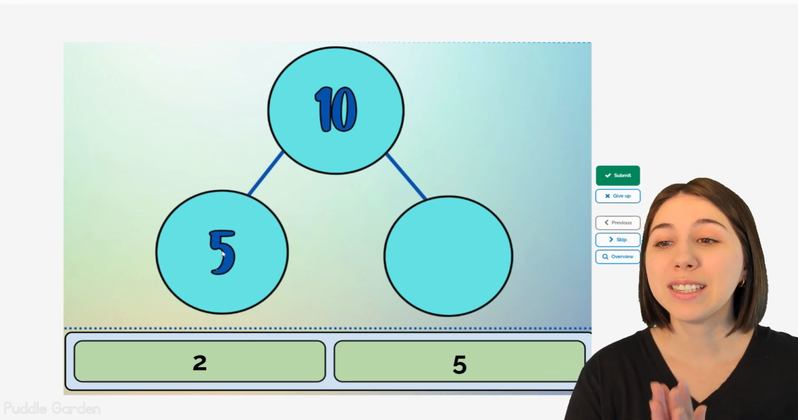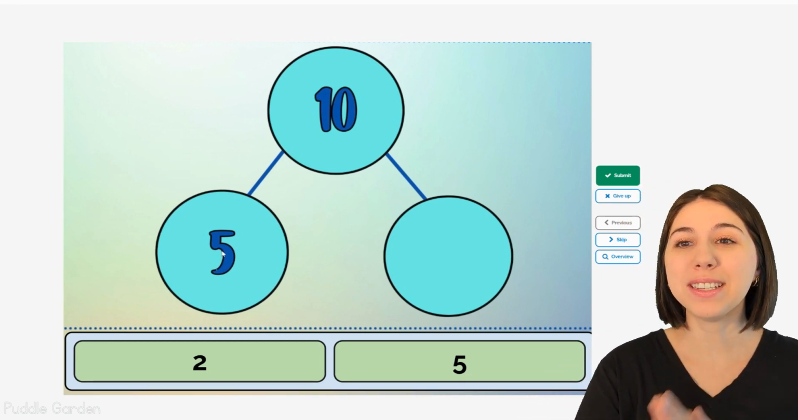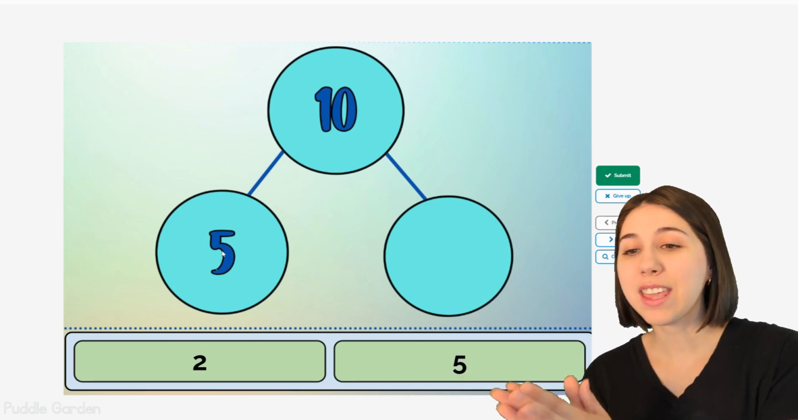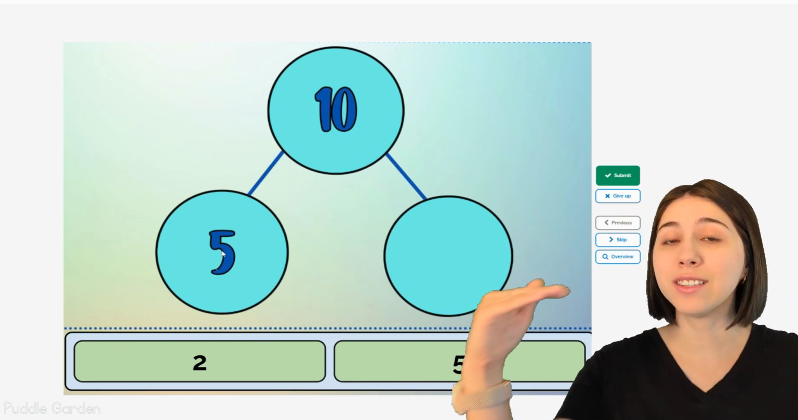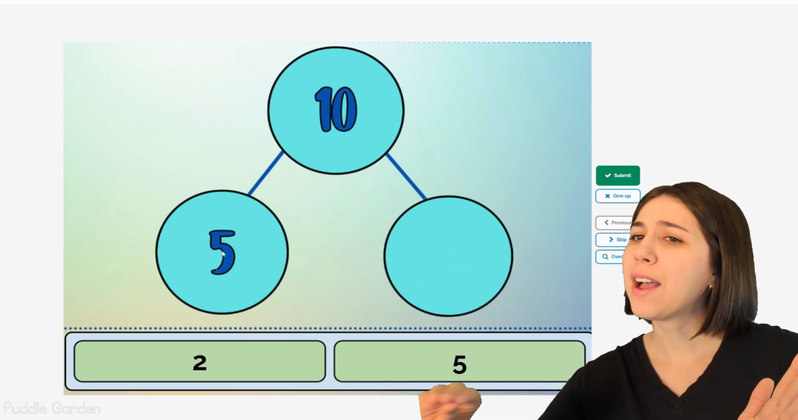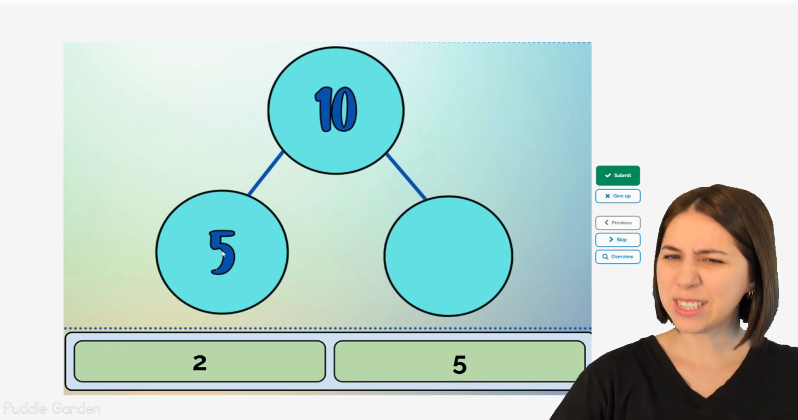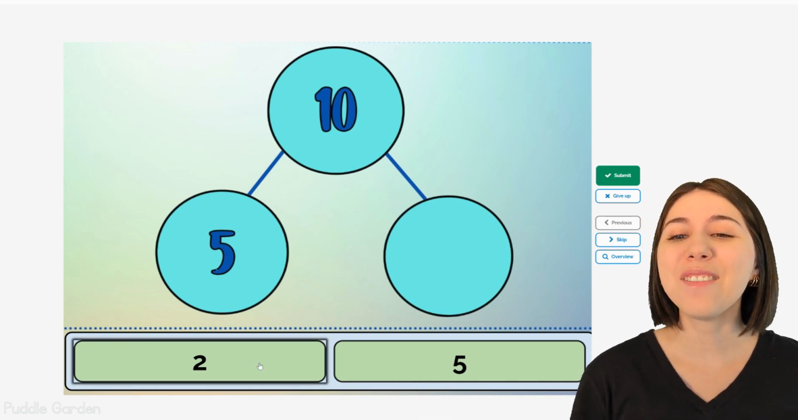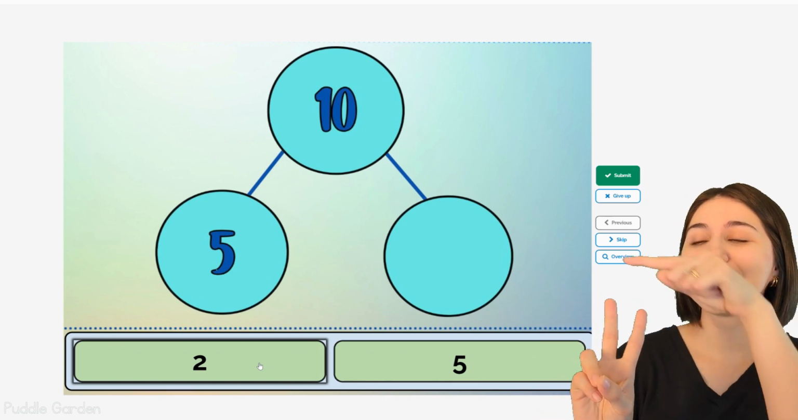5 plus what equals 10? Remember, this is the half and half. What plus 5 equals 10? Think of your tens frame. If there's 5 up top, how many needs to be on the bottom to make 10? Is it 2? No, that would be 7. That would be 5, 6, 7.